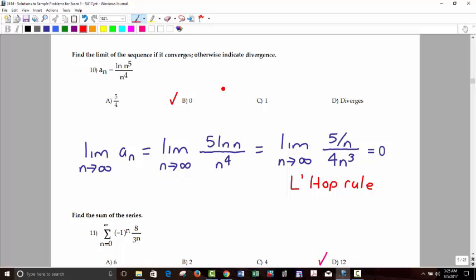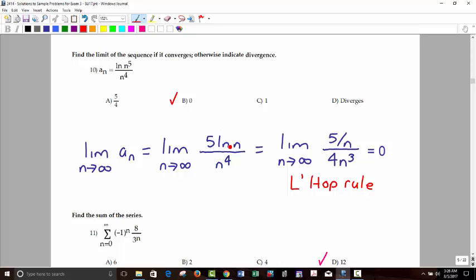How about number 10? Now this is a good one to use L'Hopital's rule on. I like that. Now when I see a natural log and I know I can use a property, I will. So in this case, I can bring the 5 down. We certainly can do it without doing that, but I think it makes it a little bit easier. So we can take the derivative of the top and the bottom separately.